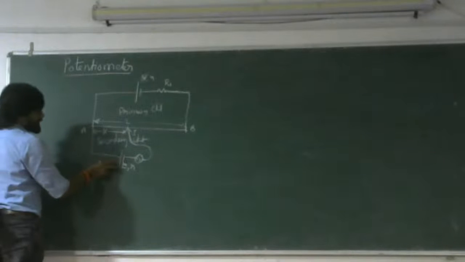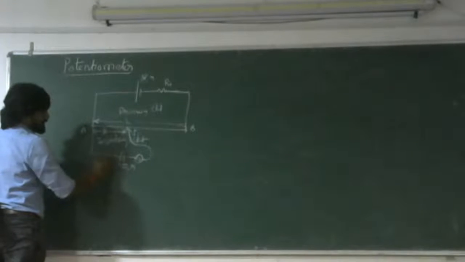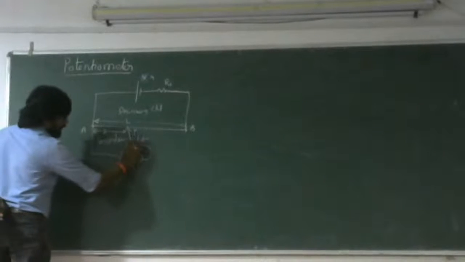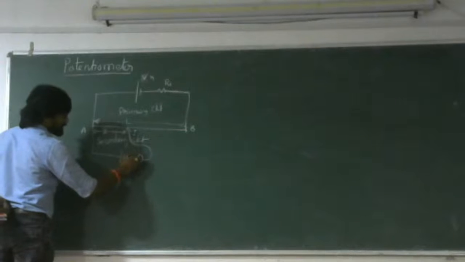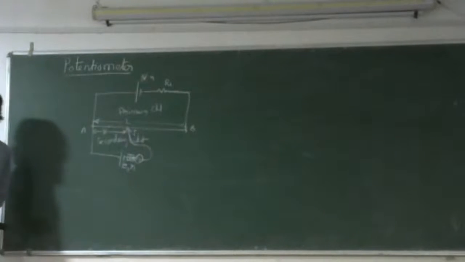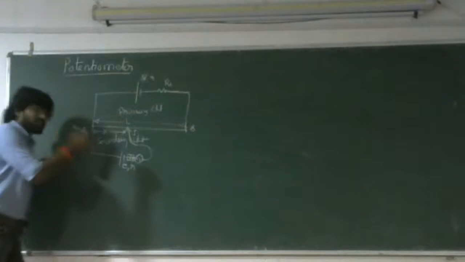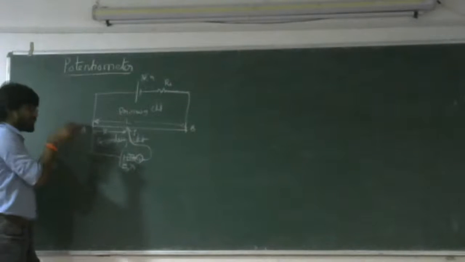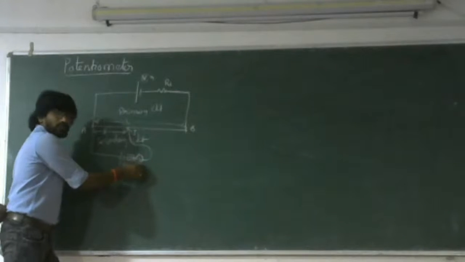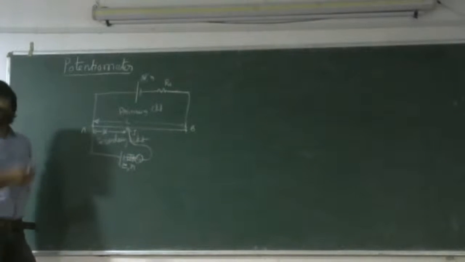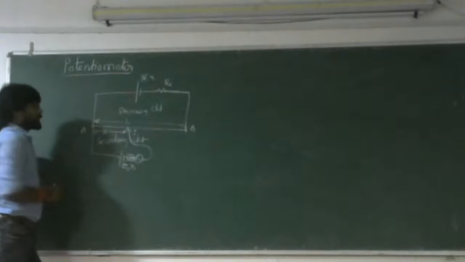So what you can understand here is, from this representation, it is better to have one variable resistance or resistance box here. This is a high resistance box. If you change the resistance in that box to a particular value, no current passes through this galvanometer. That means it shows zero deflection.